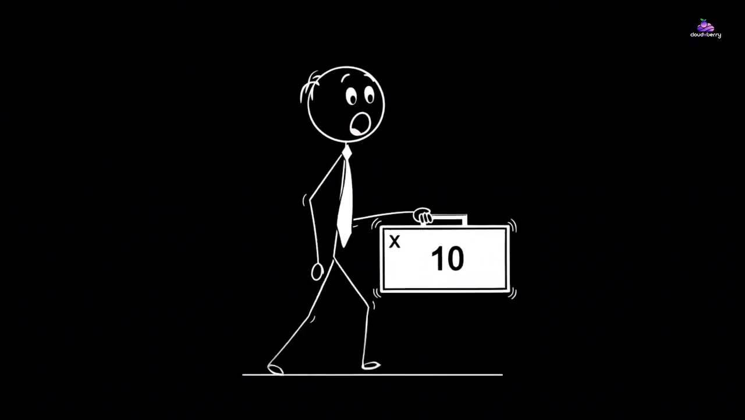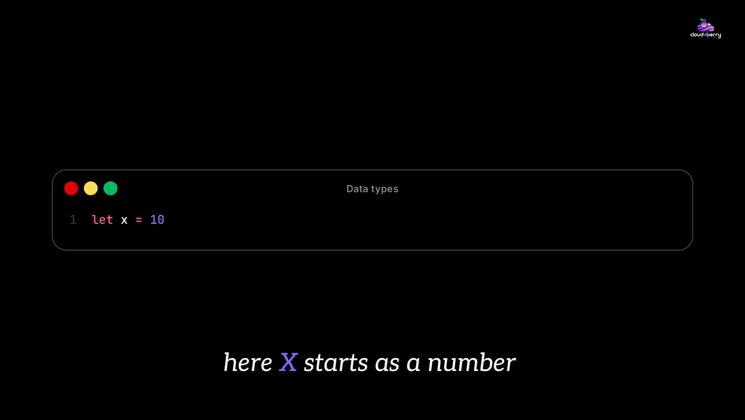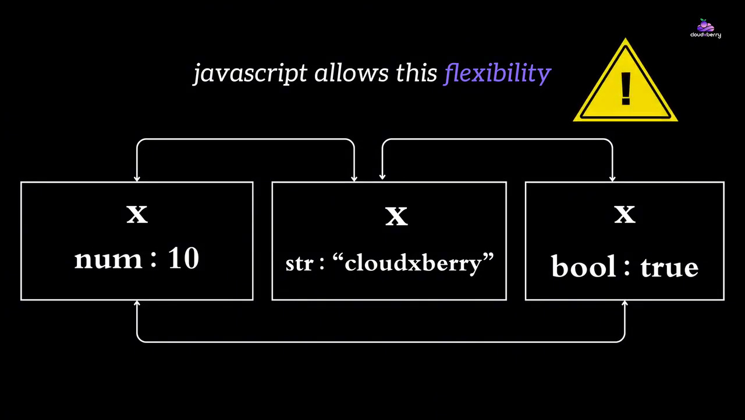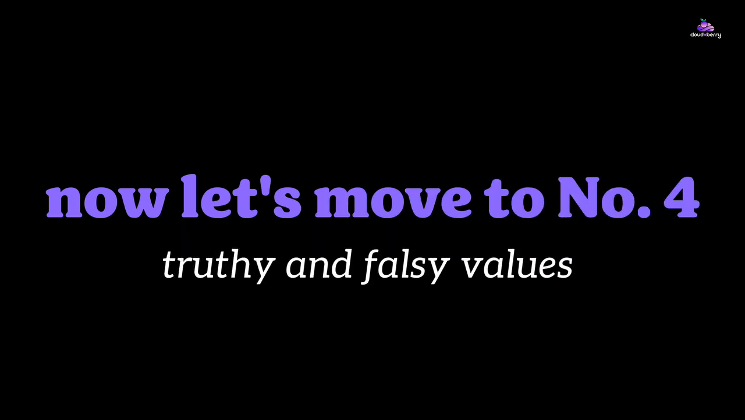Now here's the important part. JavaScript is dynamically typed. Here, x starts as a number and then becomes a string. JavaScript allows this flexibility, but it also means you need to be careful because type mistakes won't always throw errors immediately. Now let's move to number 4, truthy and falsy values.